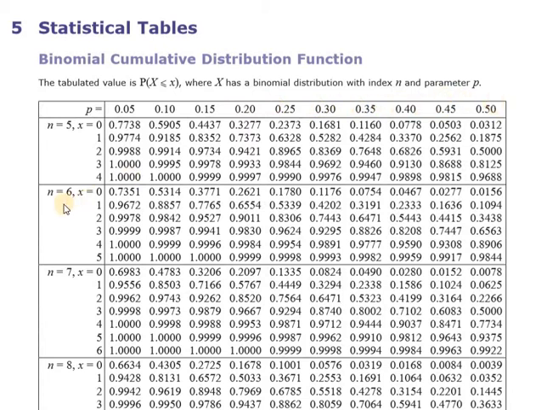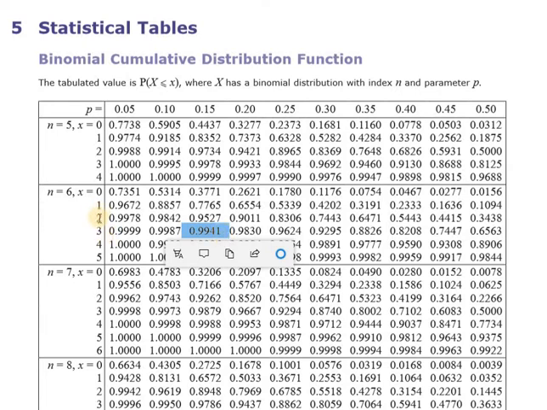So if we knew that we had n equals 6 and the probability of success was 0.15, we'd be looking at these values here. And if we wanted the probability of less than or equal to 3, for instance, then this is the answer. And we don't need to calculate this, it's already calculated for us. We just need to use this in our calculations.